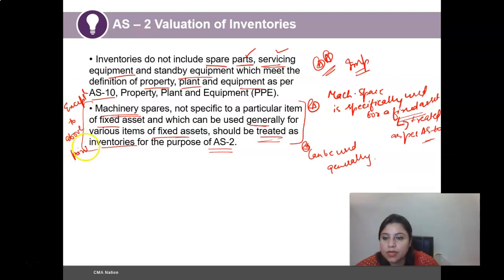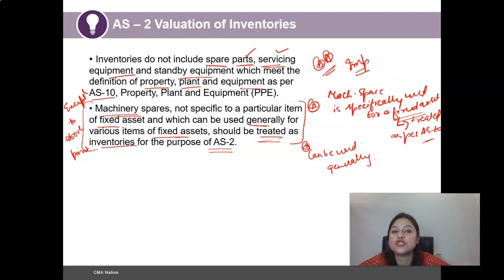And this is an important point, you should not get confused that because we have studied spare parts and servicing equipment or standby equipment, which should be valued according to AS10 and included in the fixed assets of the balance sheet, machinery spares will also be included in the fixed assets of the company. It is correct to a certain extent that if such machinery spares are used for a particular component of the fixed asset or for a particular fixed asset of the business, then machinery spares would be accounted or treated as per AS10.